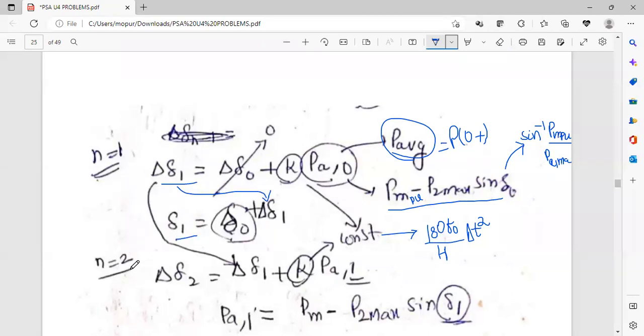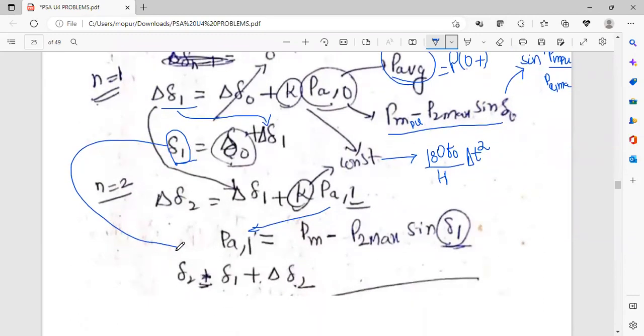For second iteration, n is equal to 2, del 2 is equal to del 1 plus k into pa comma 1. This pa comma 1, how will it vary? Pm minus Pe2 max sin del 1. This del 1 that you have obtained here, you should take here. This del 1 you had already calculated, you can take that. And after finding del 2, you substitute this del 2 value here. Del 1 plus del 2 will give you the value of del 2.